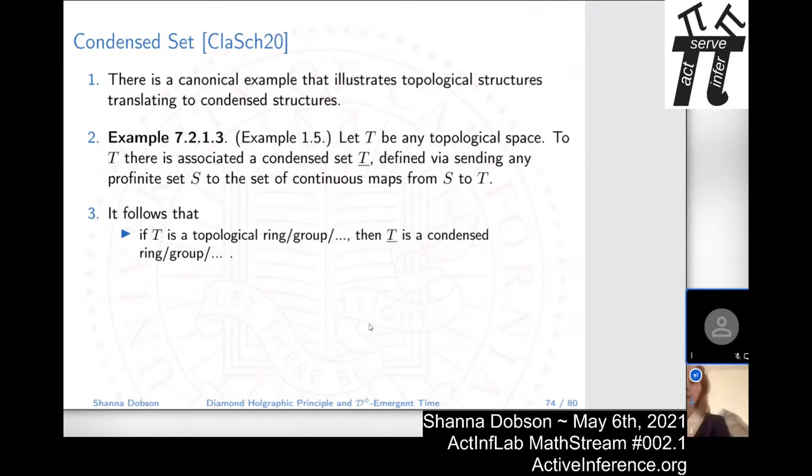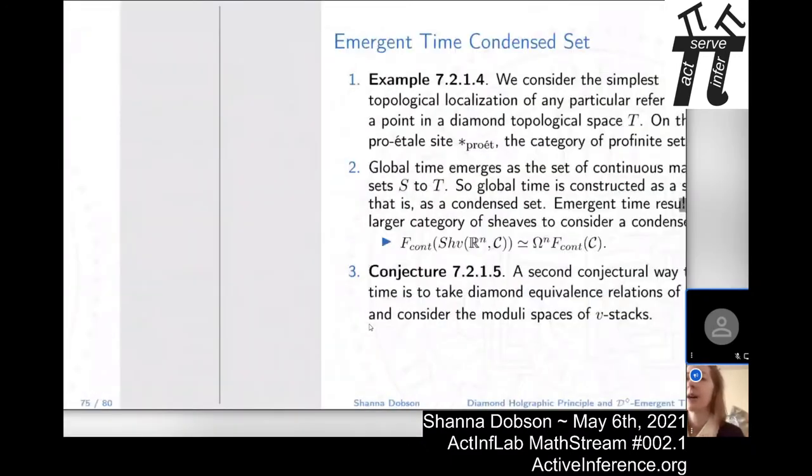So that's how you can associate to any topological space a condensed set. How beautiful is that? So if you have stuff in terms of topology, we can reframe it in terms of these condensed sets, to get this very interesting sort of sheaf over a point. And then you can do the weird thing that I was saying, put a formal spectra around it to make it a little thicker.